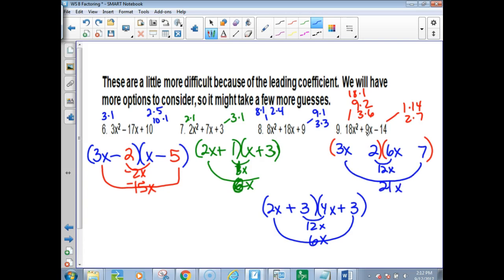Okay, you want to have a positive 9x. So if this is going to work, the bigger one would have to be positive and the smaller one negative. Maybe I need to write things like that down here. So if I make this plus and this minus, is negative 12 plus 21 equal 9? Yep, it's done.